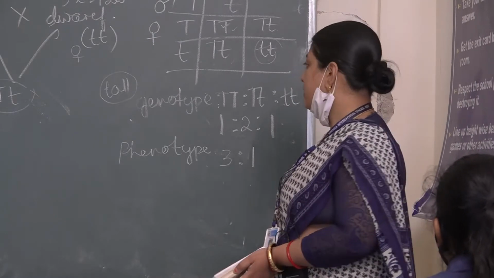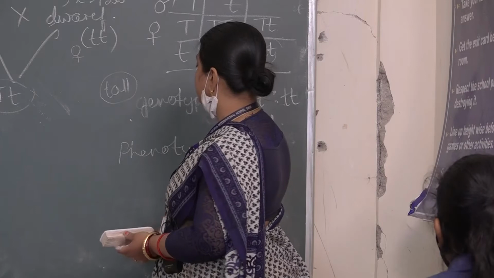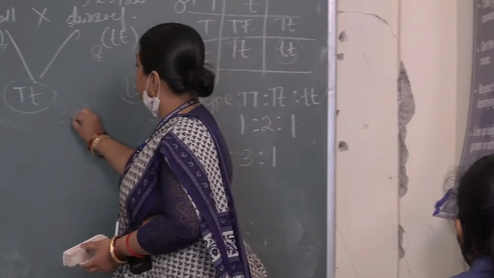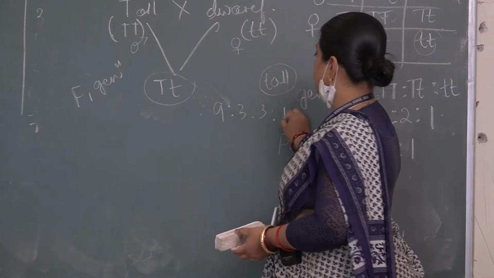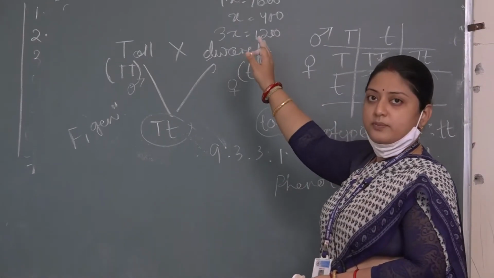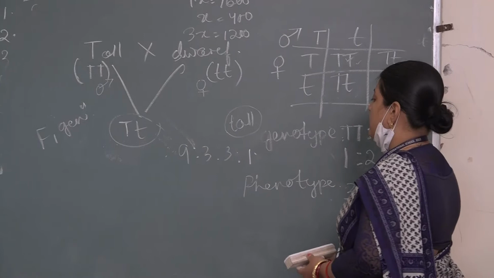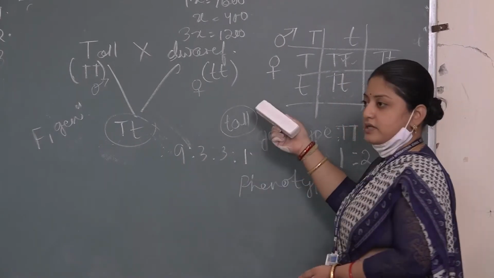In case of a dihybrid cross also we will get a ratio like 9:3:3:1, and accordingly we can do the problem in a similar way. So this is about the ratio.